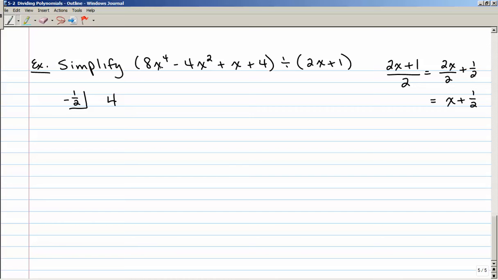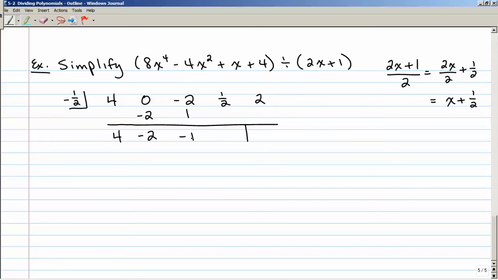So my coefficient of x to the fourth, half of that is 4. I don't have an x cubed, so I actually need a 0 in there. And then a negative 2. And then a 1/2. And then a 2. Oops, forgot about that. Okay, let's try this again. Bring down your 4. Negative 1/2 times 4 is a negative 2. Adding those is a negative 2. Negative 1/2 times 2 is a positive 1. Adding those gives me a negative 1.